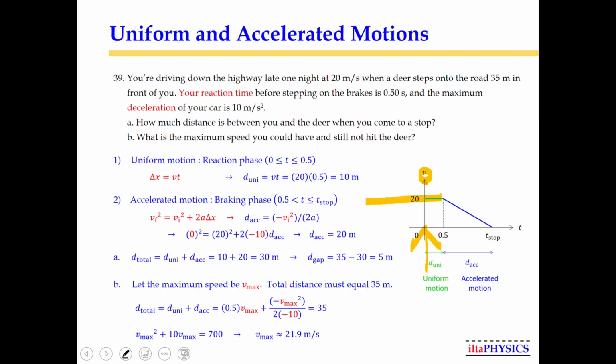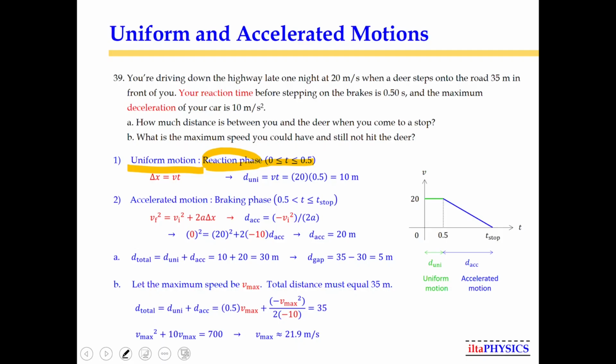For the first 0.5 seconds, you haven't hit the brakes yet, so you continue at a constant velocity of 20 meters per second. From the moment you hit the brakes, the car's speed decreases at an acceleration of 10 meters per second squared until it finally stops. Let's look at the first part, the reaction phase. We need to find the distance traveled between 0 seconds and 0.5 seconds.